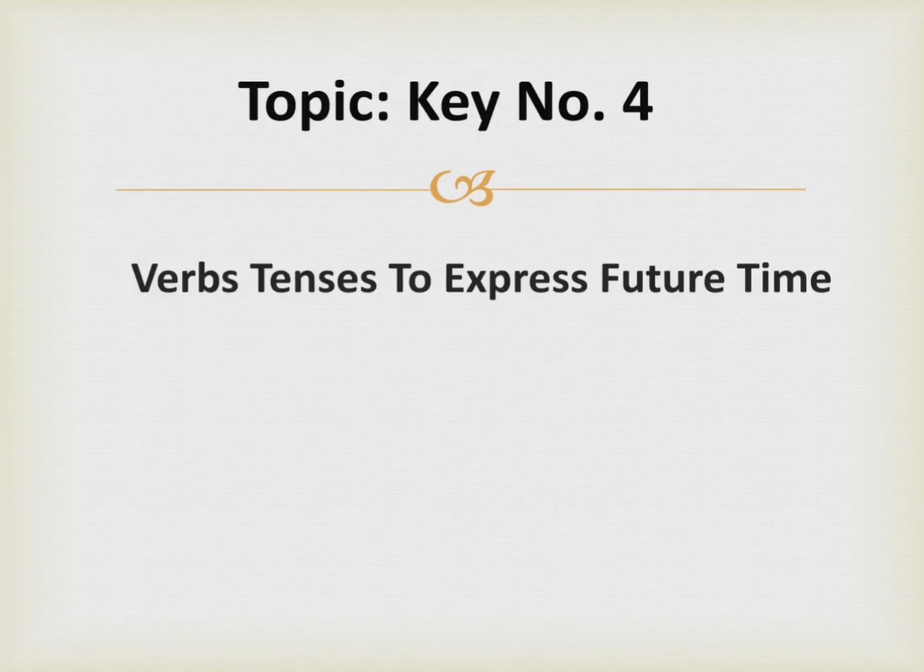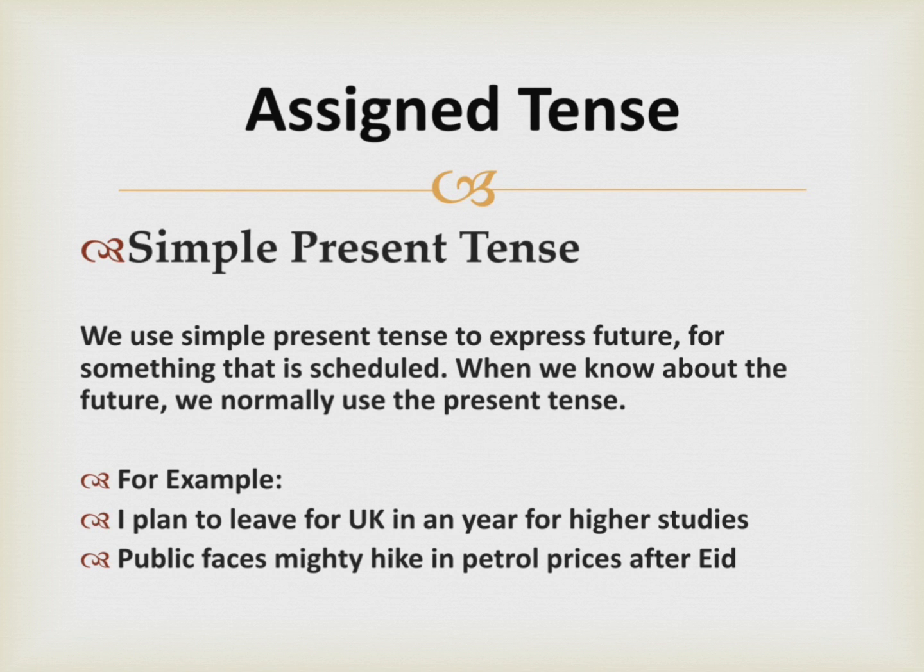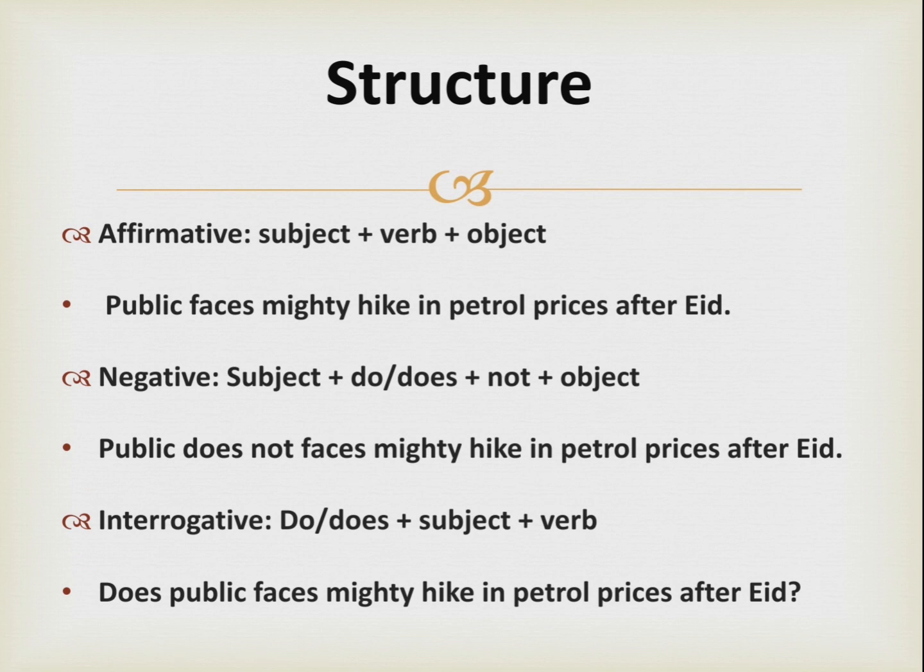Today I will be discussing verb tenses. I will be explaining simple present tense from Key number 4, verbs to express future time, which is from the book Keys to Teaching Grammar to English Language Learners, a practical handbook by Keith S. Folse. My assigned tense was simple present tense. We use simple present tense to express future for something that is scheduled. When we know about the future, we normally use the present tense. The structure of this tense is divided into 3 forms: affirmative, negative, interrogative.